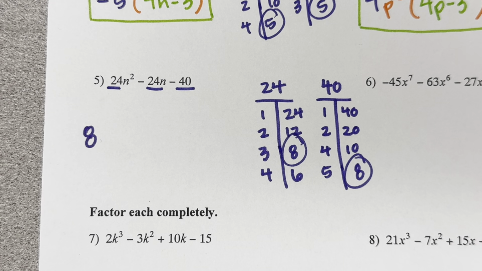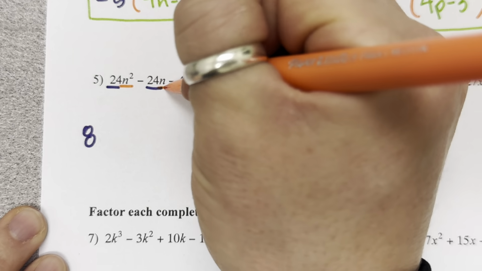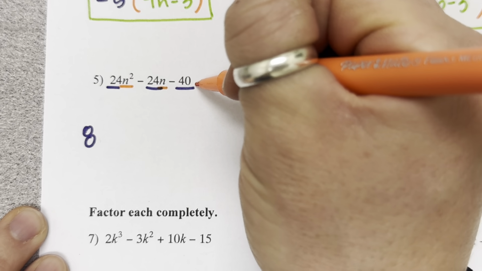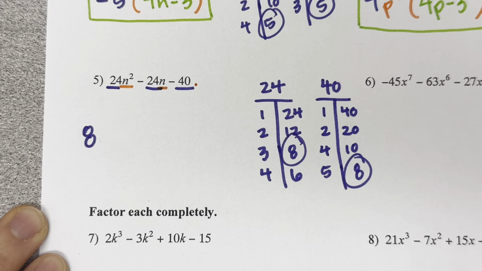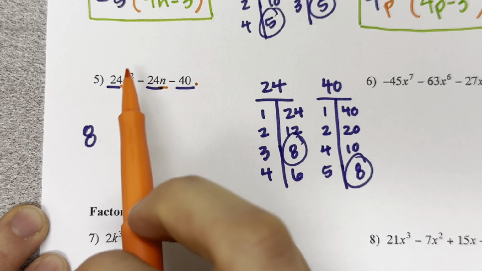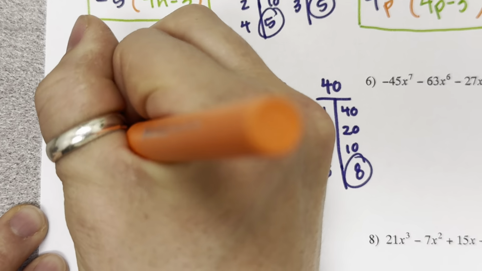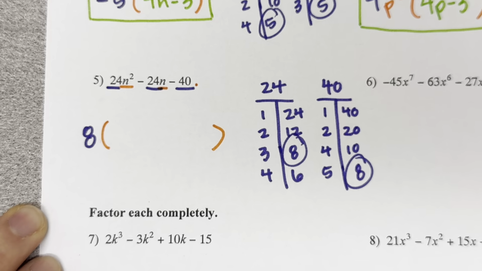Okay, well now we do the same thing we've been doing. We look at our variables. First one has an n squared. Second one has 1n, but then my third term doesn't have any n's. Okay, so since all 3 of my terms don't have an n, since that guy doesn't have an n, I cannot take out any n's. The only thing I could factor out was that 8.